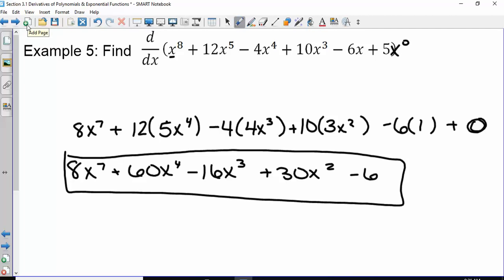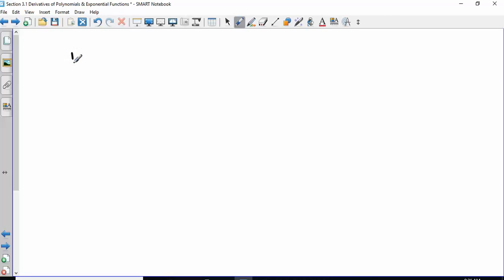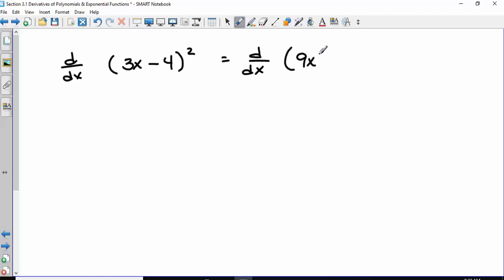Just a couple quick questions to stop for the day. If I asked you to find the derivative of 3x minus 4 squared, what would you have to do before you could do that derivative? Square it. You have to realize that means there are two of them, so you have to multiply it out first before you can begin. So you would get a 9x squared minus 24x plus 16.